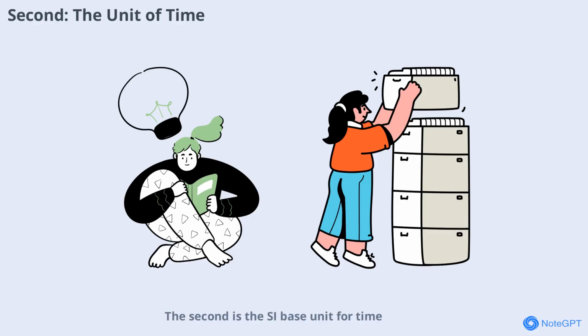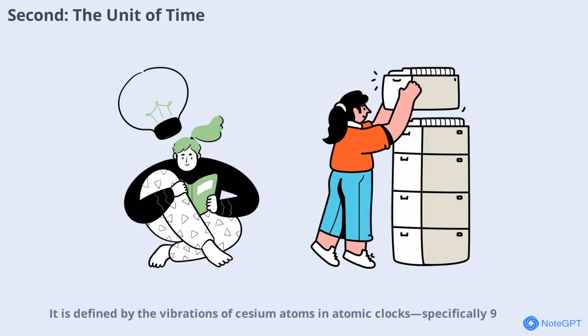The second is the SI base unit for time. It is defined by the vibrations of cesium atoms in atomic clocks, specifically 9,192,631,770 cycles of radiation corresponding to the transition between two energy levels of the cesium-133 atom. This atomic definition allows for incredibly precise timekeeping, which is crucial for everything from GPS navigation to scientific experiments. The second forms the basis for all time measurements in physics.